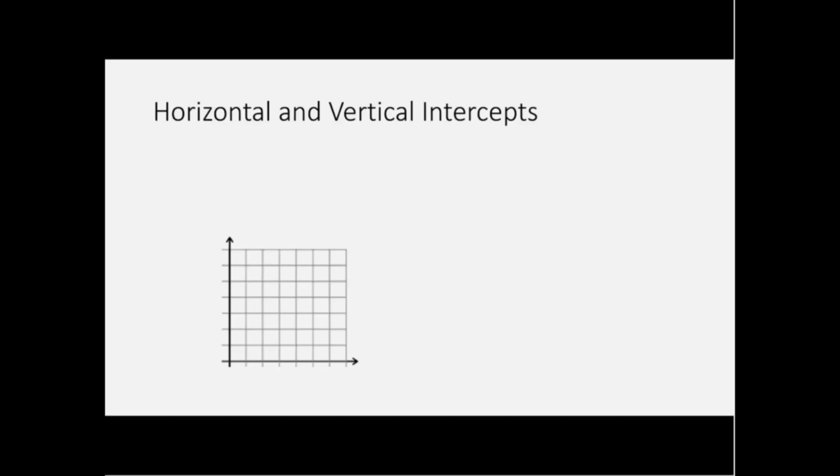But this is the first part that's a standalone individual thing. We're going to talk about horizontal and vertical intercepts, so I believe that's going to be the first 3 on the worksheet.